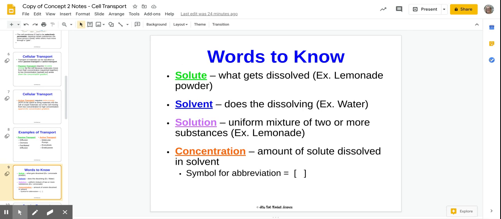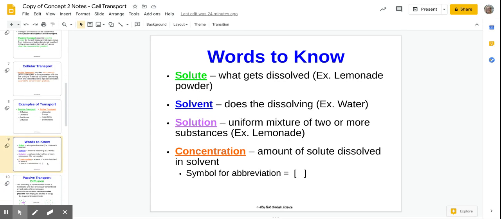Some other terms to review from physical science. Solute is what's going to be dissolved. Solvent is what's doing the dissolving. Normally that's going to be your water. These solutes are going to be larger particles that are in the water. And then the solution is a uniform mixture of these. Concentration is just the amount of solute that is dissolved in a solvent. So just be familiar with those terms.